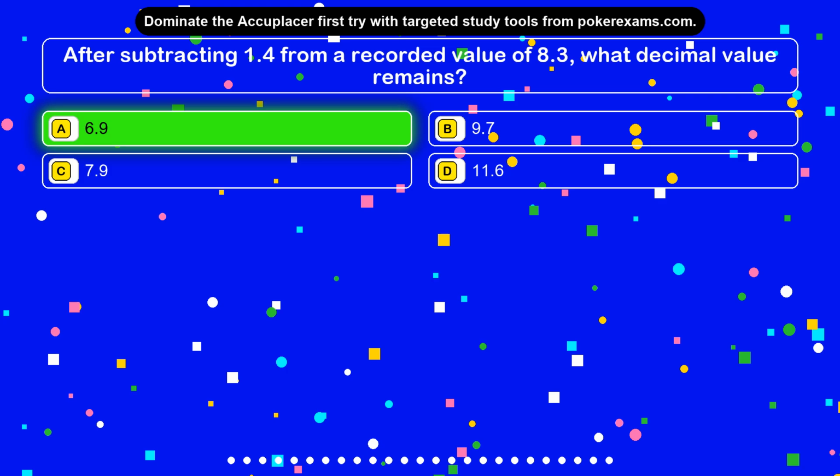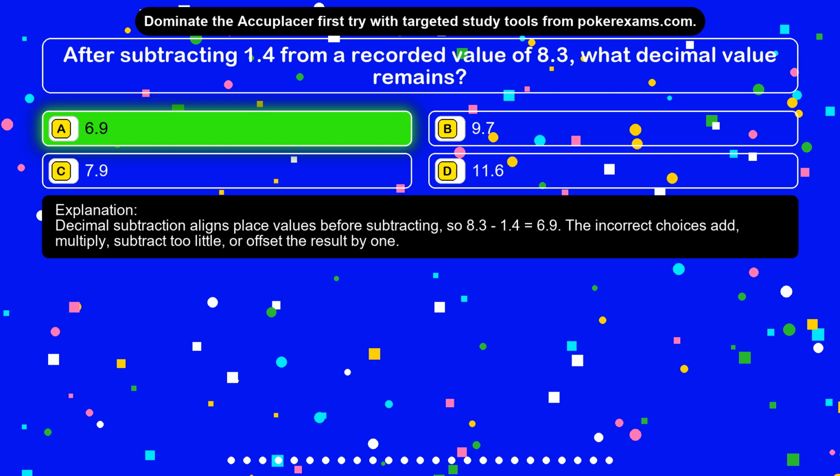The correct answer is option A, 6.9. Decimal subtraction aligns place values before subtracting, so 8.3 minus 1.4 equals 6.9. The incorrect choices add, multiply, subtract too little, or offset the result by 1.